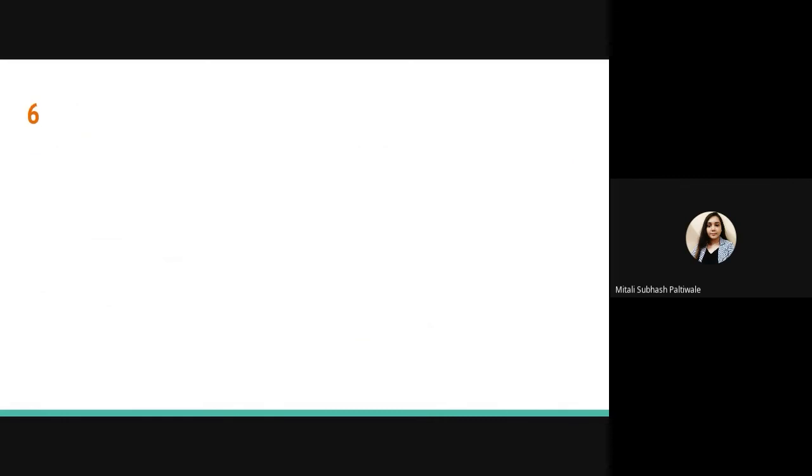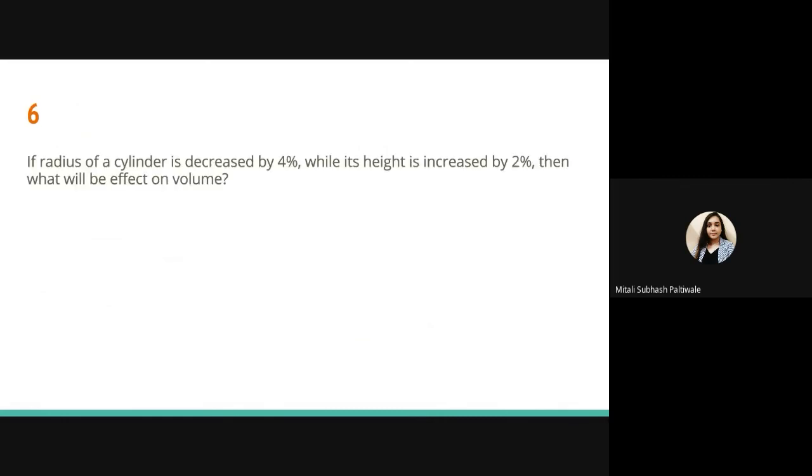Next. So now this question says, if the radius of a cylinder is decreased by 4%, while the height is increased by 2%. If the radius is decreasing and the height is increasing, what will be the effect on the volume? So let us see what the formula for it is.